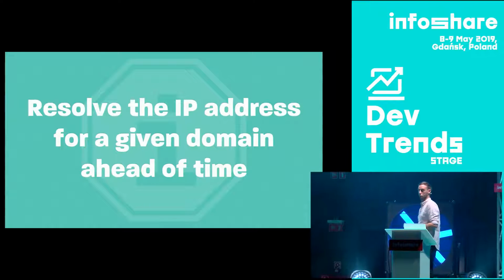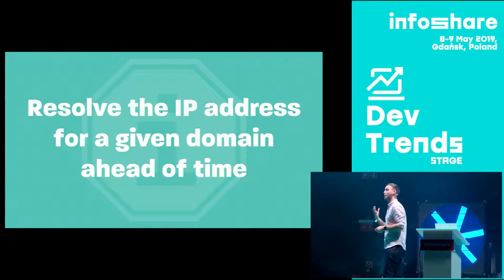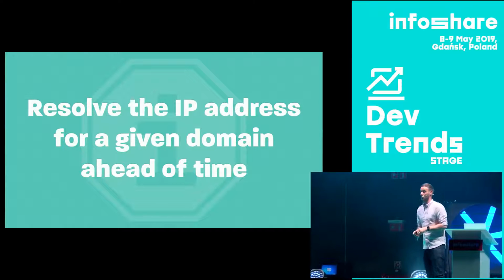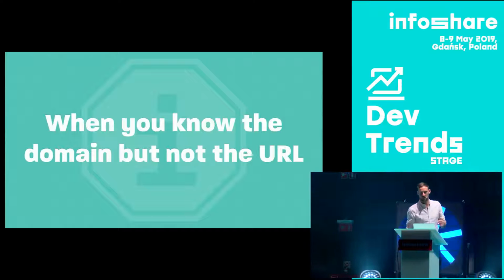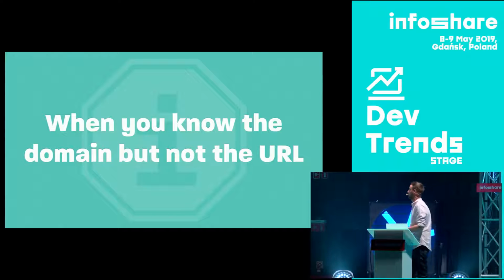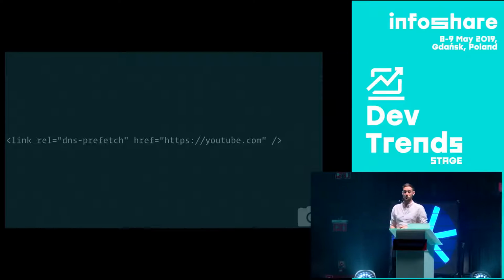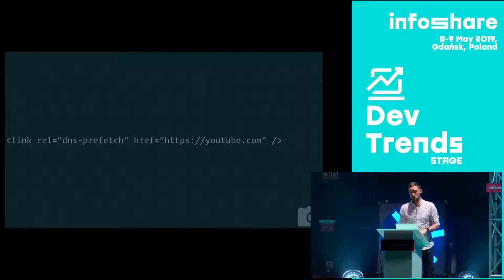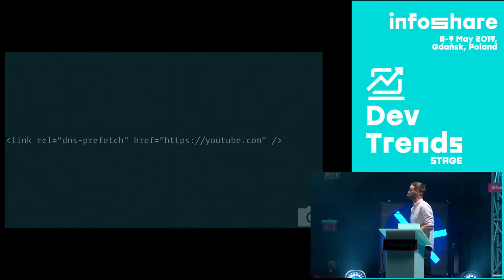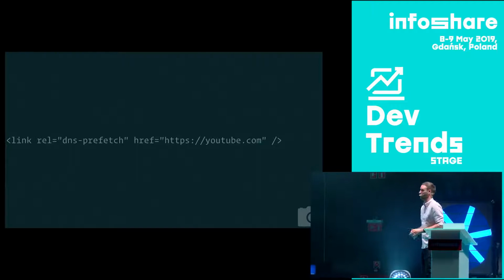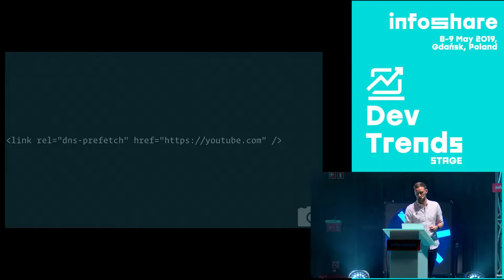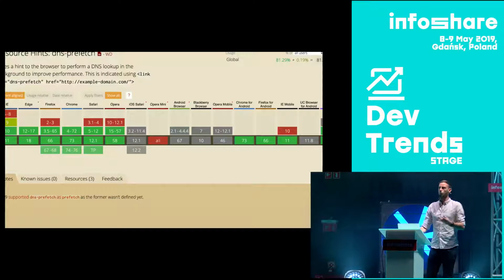So this is useful if you know what domain you're going to hit, but you don't necessarily know which file you're going to request. The syntax is very, very simple. It's declarative. Link rel equals DNS-prefetch, and in this case, the href I'm using as an example is just YouTube. Support for this is pretty good, 81% browser support, so we can start using it pretty much immediately. But how would we use it? Why would we use it?